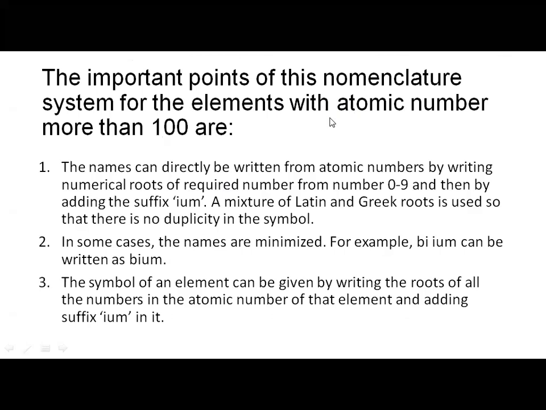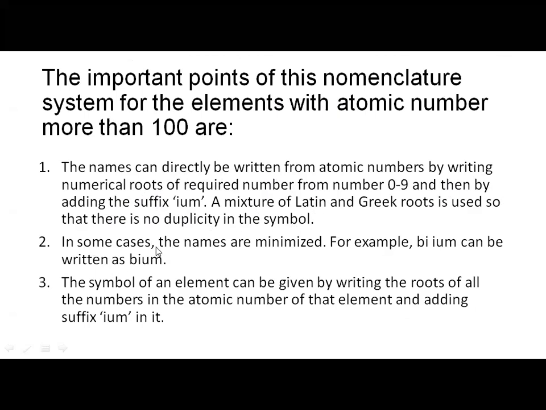So important points of this nomenclature system for the elements with atomic number more than 100 are: the names can directly be written from atomic numbers by writing numerical roots of required numbers from 0 to 9, and then adding the suffix ium. A mixture of Latin and Greek roots is used so that there is no duplicity in the symbol.